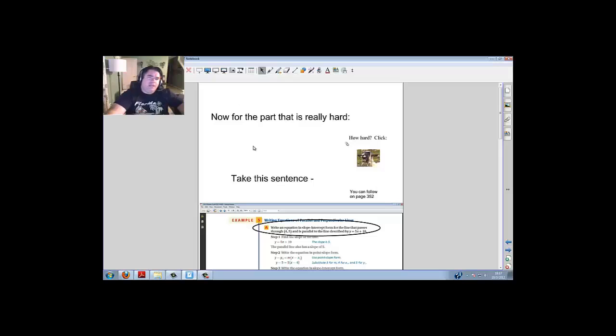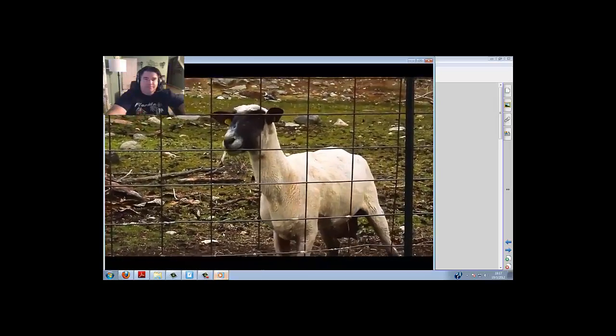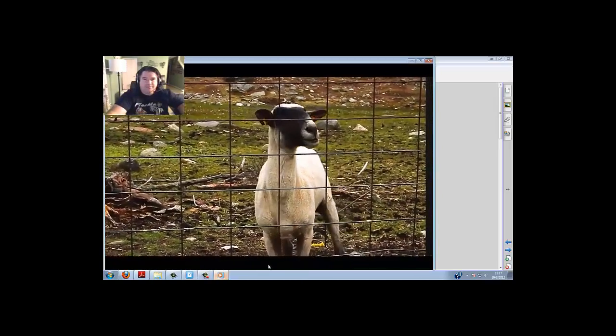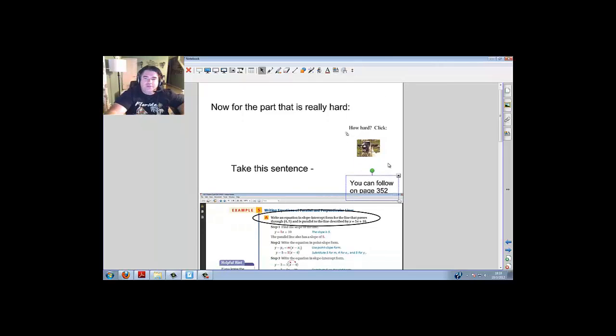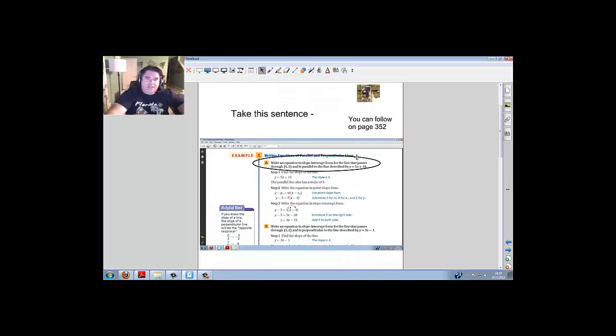And back. Now for the part that is really hard. How hard, you ask? Well, I'm just so glad you asked. Yes, take the Screaming Sheep's word for it. It's going to be something. But hang with me here. You can follow on page 352 if it helps you. I've actually taken the liberty of copying the book down. Naughty, naughty, but I had to because I wanted you to see this.